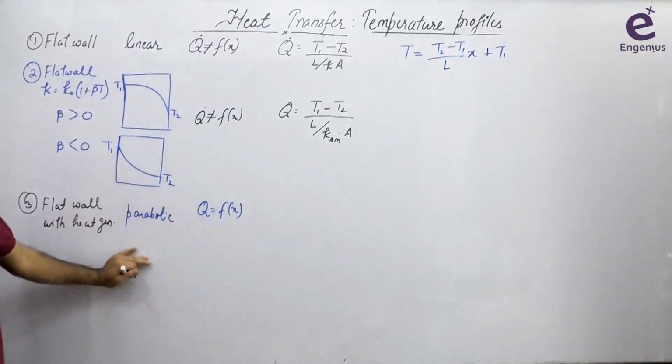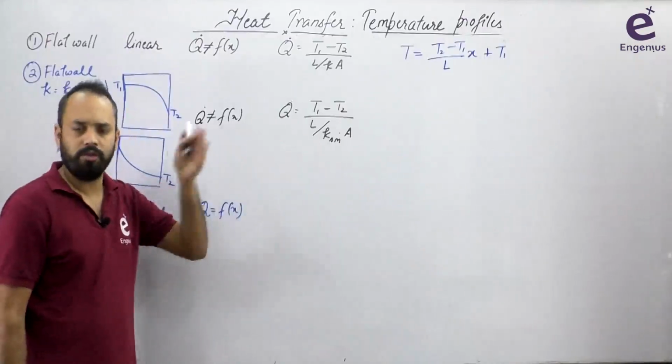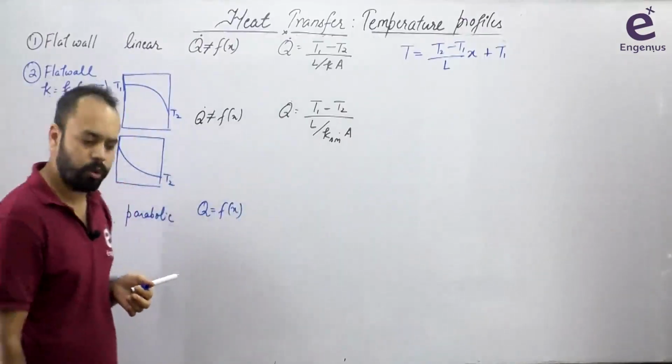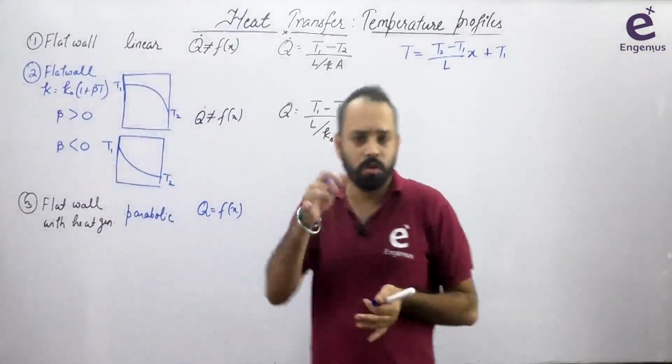Correct. Can you write this in this form? Can you write this Q in this form? I mean driving force by resistance. What was the value of Q? आपने Q निकाला था, क्या आप लिख सकते हो ड्राइविंग फोर्स बाय रेजिस्टेंस? लिख ही नहीं सकते, because there Q is a function of x.